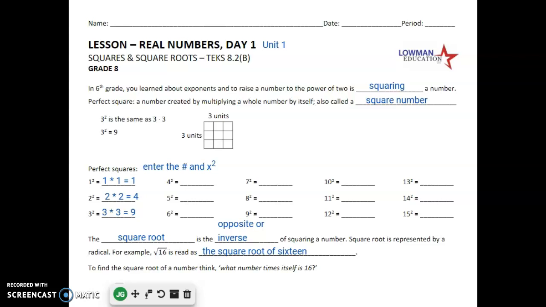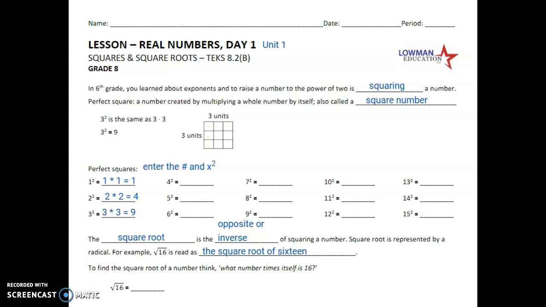Perfect squares are numbers created by multiplying a whole number by itself. It is also called a square number, and an example of that is 3 squared, which is the same as 3 times 3. You also practiced using square models, so you would have a 3 by 3 grid, and if you completed the 3 by 3 grid, you will see you actually have 9 squares altogether inside that grid.